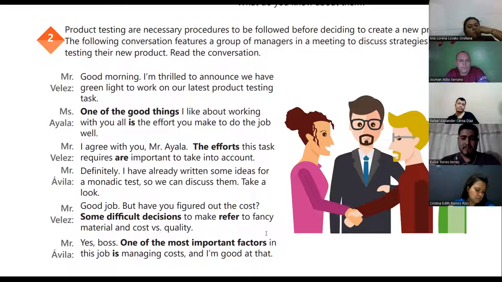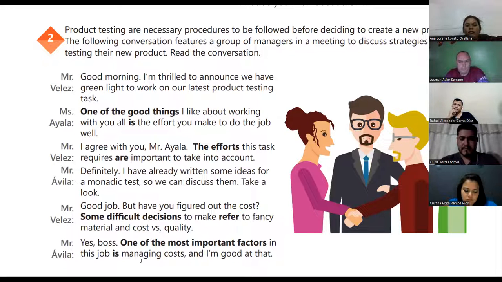Si fuera the most important factors. Ah, entonces serían todos los más importantes. Ahí sí voy a usar plural. Si no me refiero solo a uno. ¿Y cuál es ese one? ¿Cuál es? Managing costs. Okay. Ese es el factor importante del que vamos a hablar.